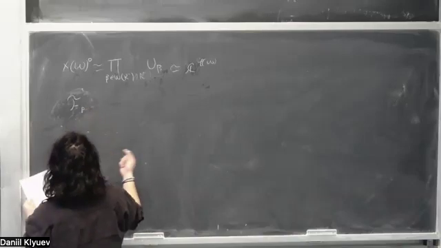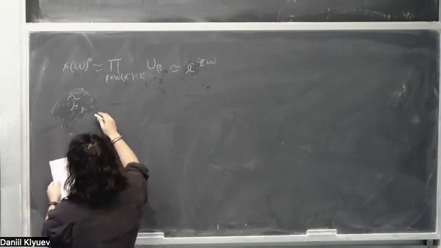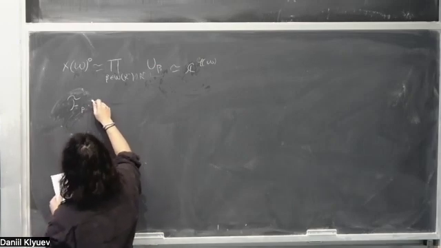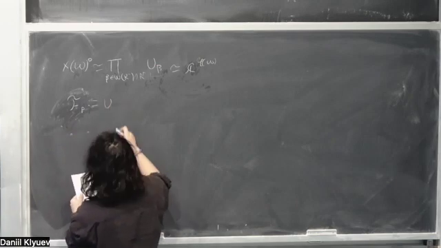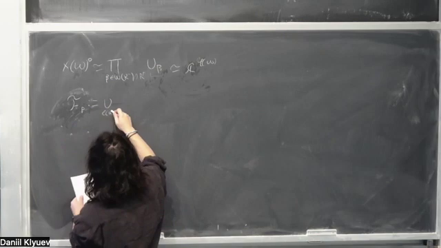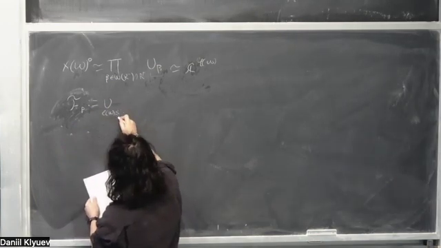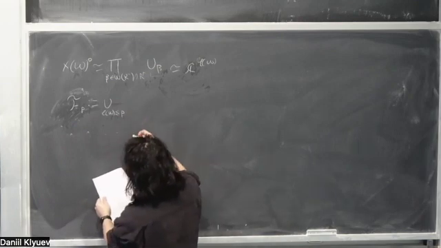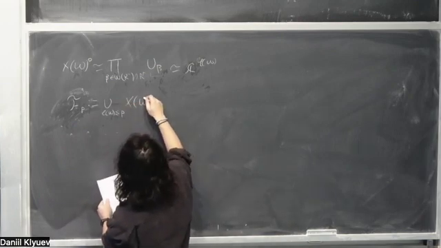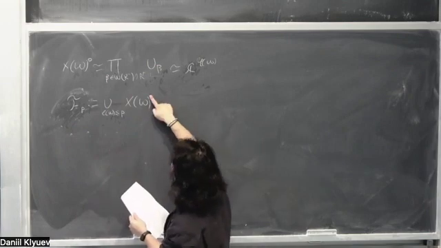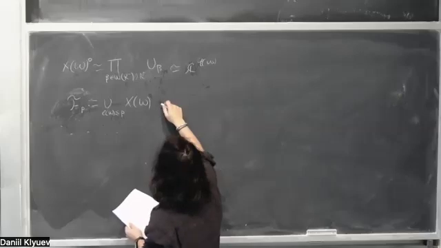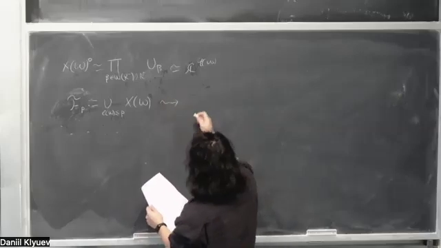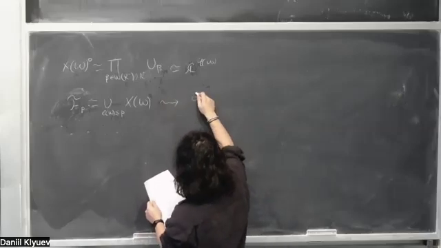P is just some number. This could be the union of all these Schubert cells with length less than P. And if I don't write this, it means the closure. Then from the Bruhat decomposition, you get the filtration.